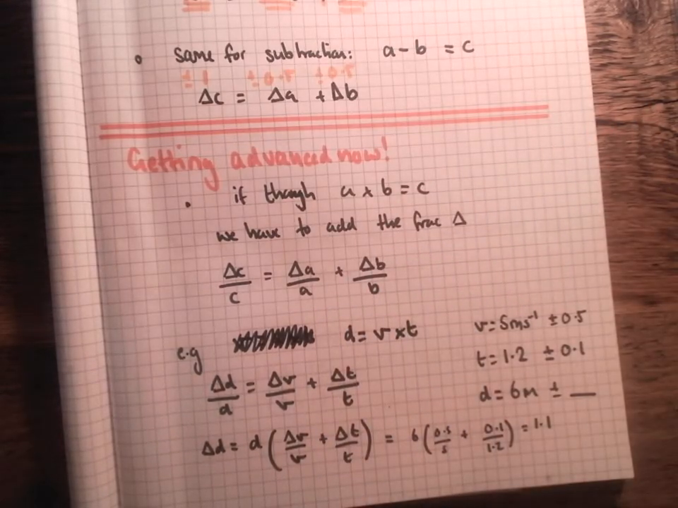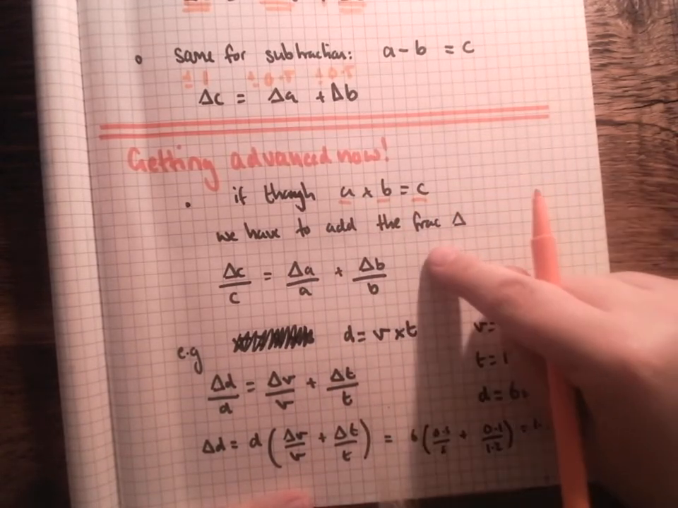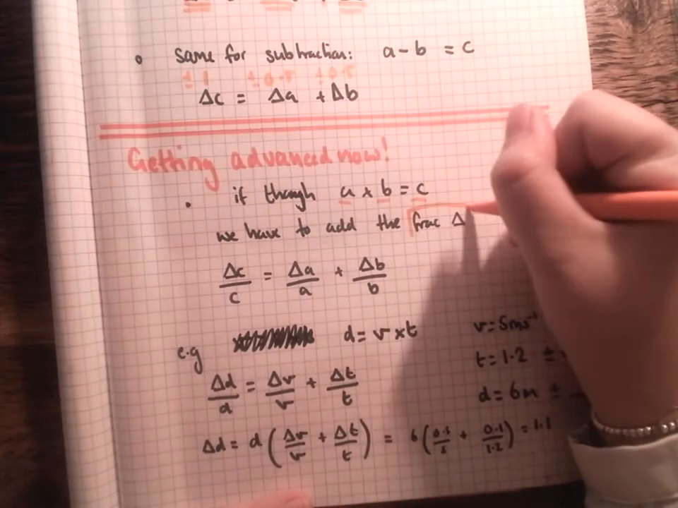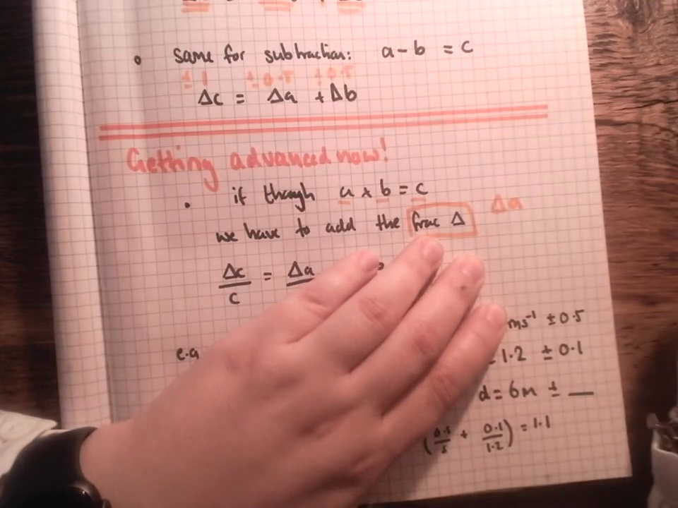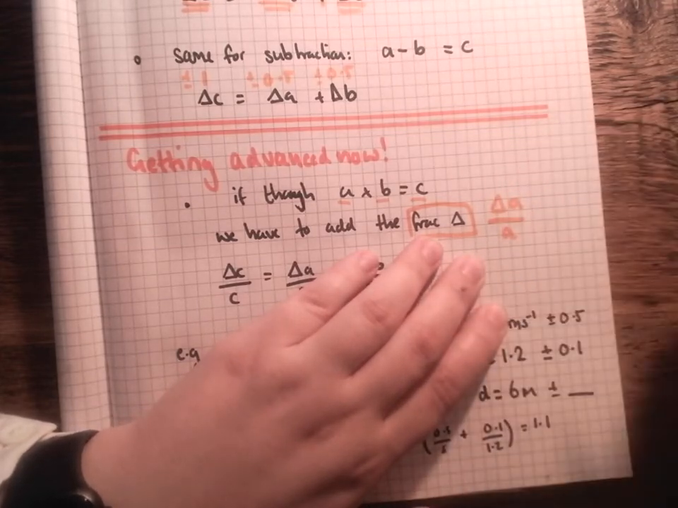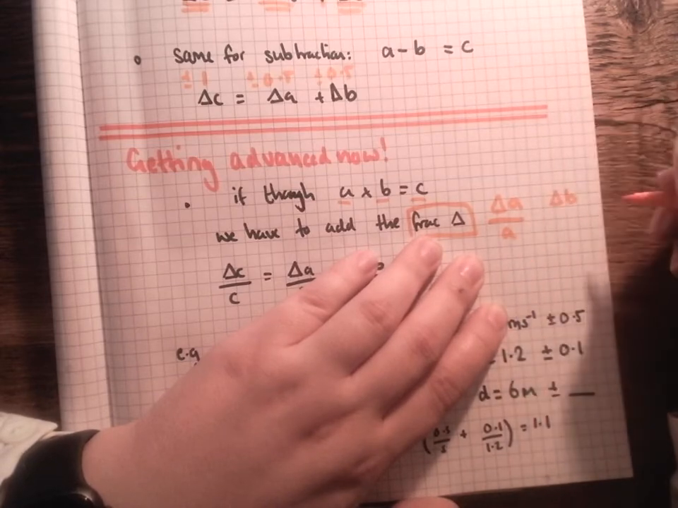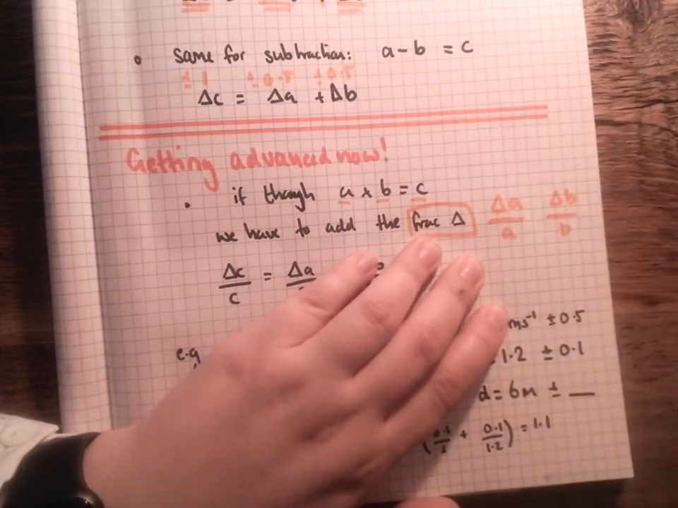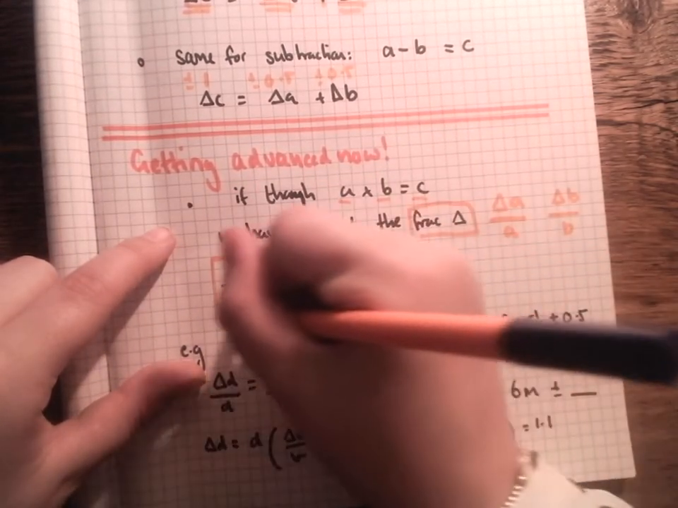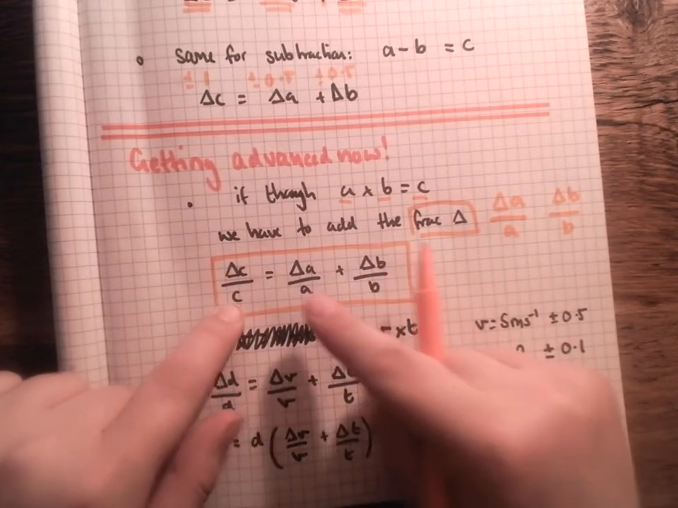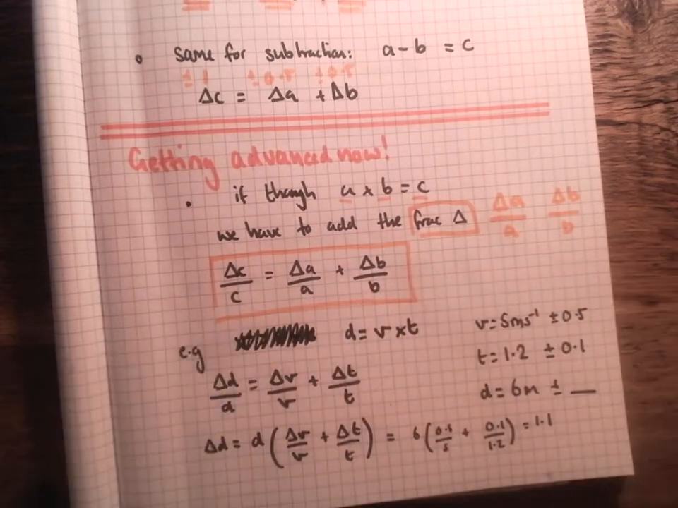Now if we do A times B is equal to C, we don't add the uncertainty, we actually add something called the fractional uncertainty. So the fractional uncertainty for A is the uncertainty of A divided by A. That's the fractional uncertainty for A. The fractional uncertainty for B is the uncertainty of B divided by B. So if I look at it as a formula, the fractional uncertainty of C is equal to the fractional uncertainty of A plus the fractional uncertainty for B.